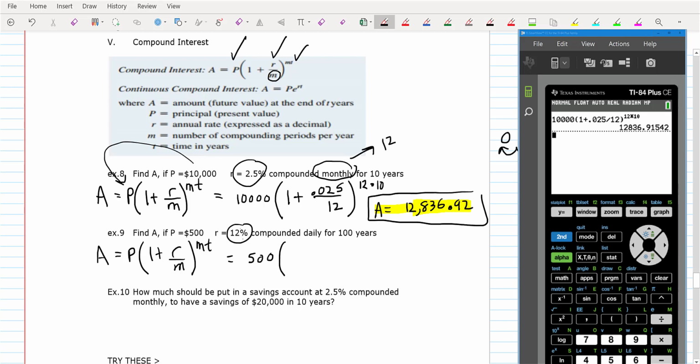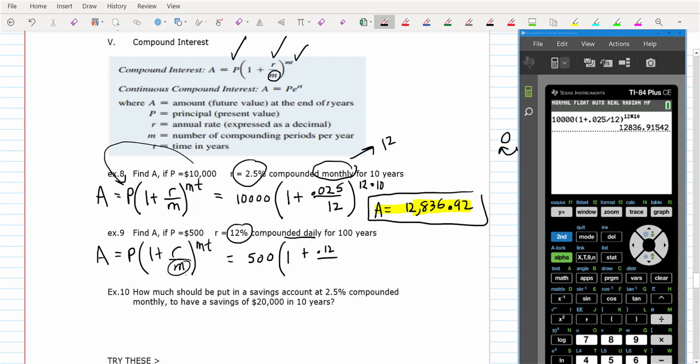Your interest rate's 12%, so what are you going to use in your formula? Not 12, but what? 0.12, right. You got to move the decimal to the left 2. Okay, so you're going to have 1 plus 0.12 over m, okay? Now, what it says is compound daily. So what do you think I use for m?